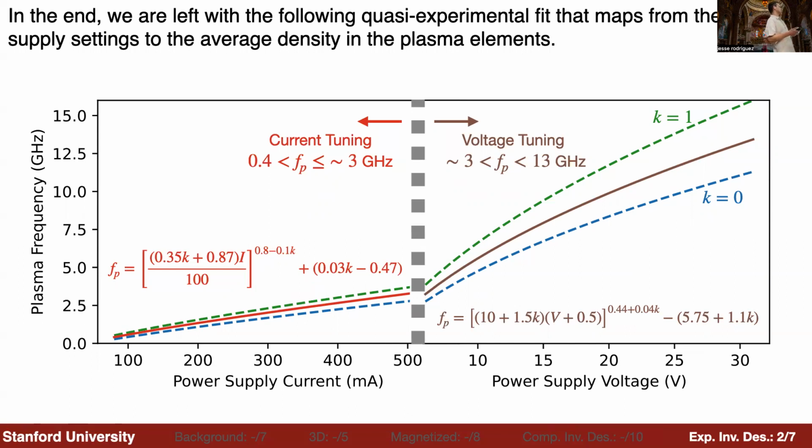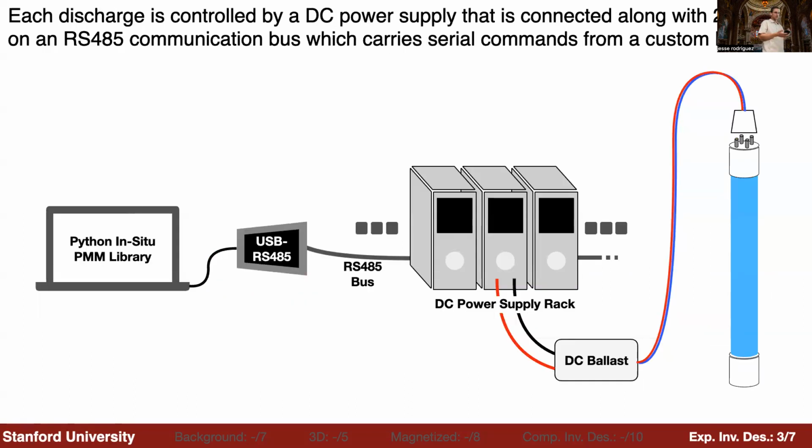And so with these functions here, the red one and the brown one, we're able to take a plasma frequency, which are the optimal parameters, remember, from the simulation and from our optimization scheme before, and we can map those to a voltage and a current setting on our bulbs. Okay. So this is a cartoon of how the system works. It's each discharge itself controlled by a DC power supply that's connected, and in between the DC power supply and the bulb is a DC ballast.